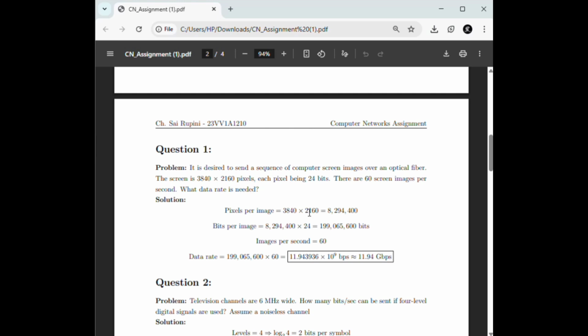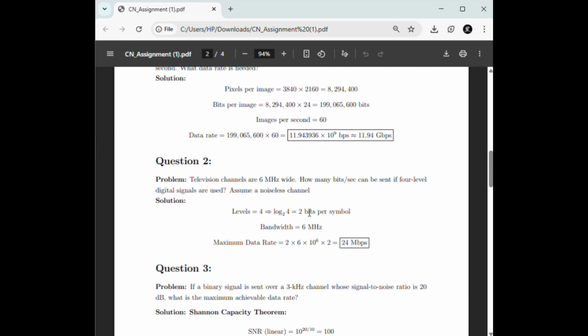Next, question 2: television channels are 6 megahertz wide. How many bits per second can be sent if 4-level digital signals are used? Assume a noiseless channel. A noiseless channel is one where there is no corruption, and the transmitted signal is the same as the output signal.